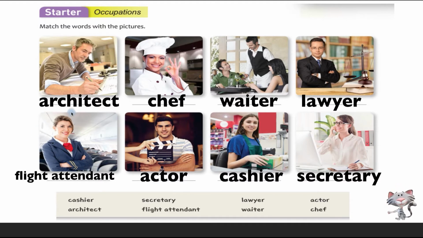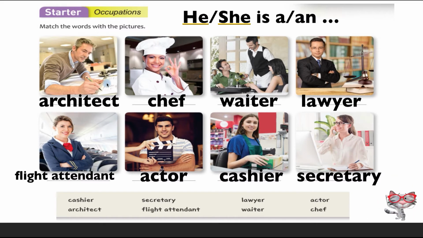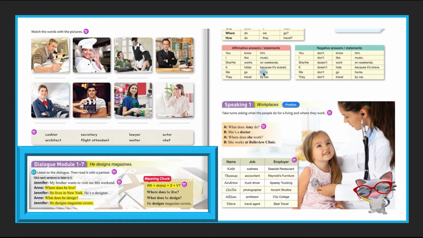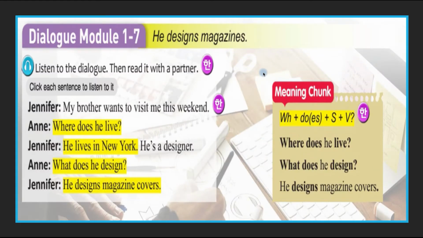So we have architect, chef, waiter, lawyer, flight attendant, actor, cashier, and secretary. And we would say like, he is an architect, she is a chef, he is a lawyer. But there are other options, and we're going to look at those in the dialogue. So in the dialogue here, as it says, listen to the dialogue. So Yonghee and I will read you the dialogue first. I will be Jennifer, and Yonghee, can you read Anne? Yeah. Good. Alright, so let's do it.